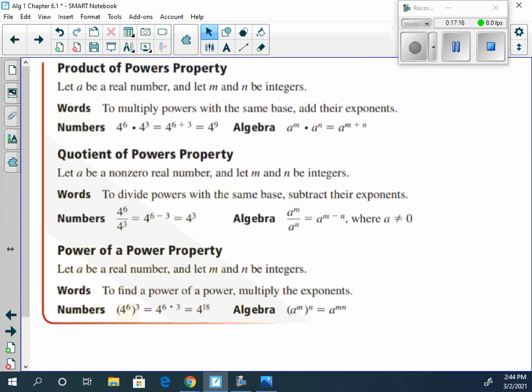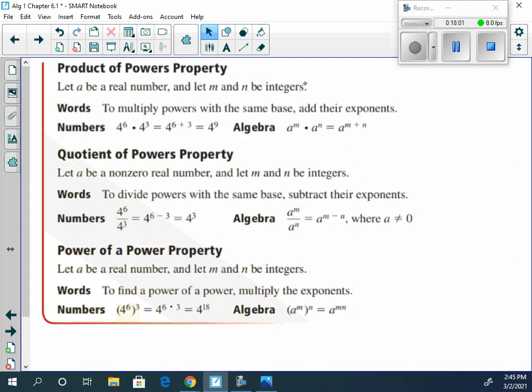Now these here are some properties of exponents. Multiplication. If the bases are the same, then we add the exponents. So if the numbers that have the exponents are being multiplied and they are the exact same, then we add the exponents. So 4 to the 6th times 4 to the 3rd, 6 plus 3 would give us 9.